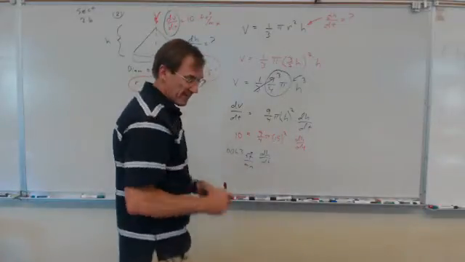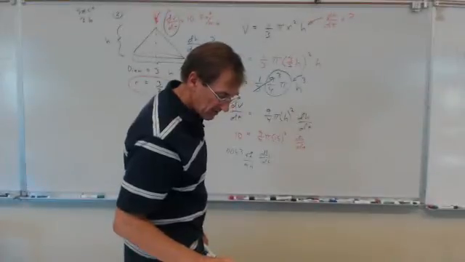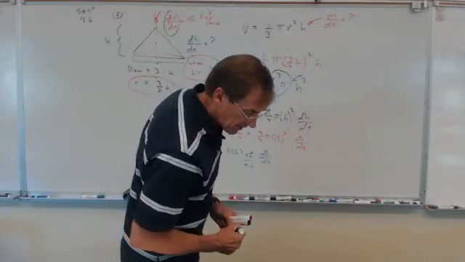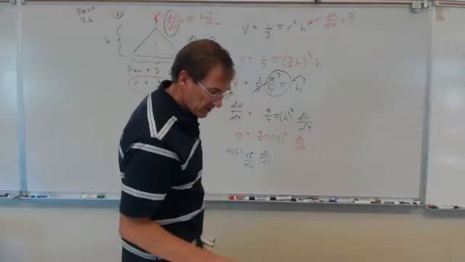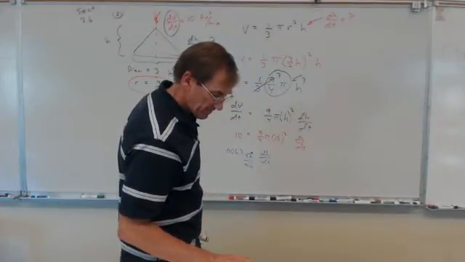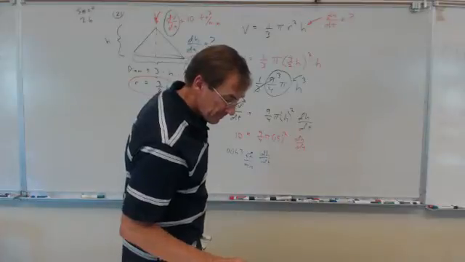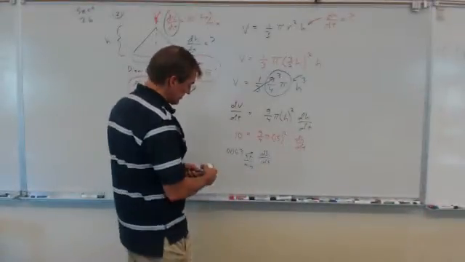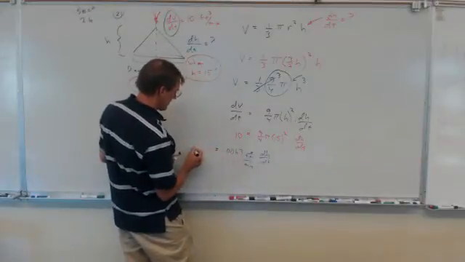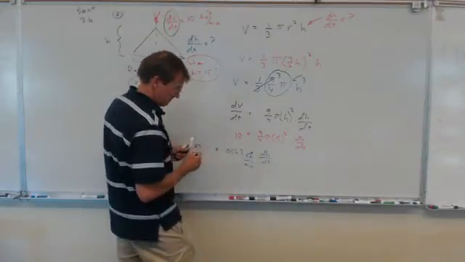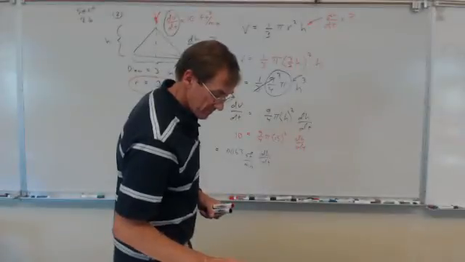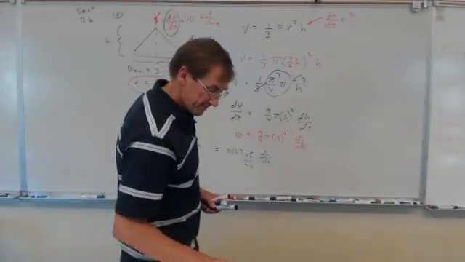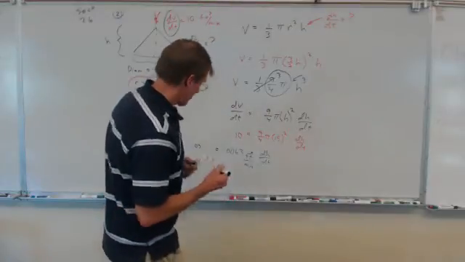Let me multiply that by 12 just to get it in inches. I'm sorry, I think I need to divide it by 12. No, I'm going to multiply by 12, and that's 0.07 inches per minute. So this is about 0.07 inches per minute. Okay?